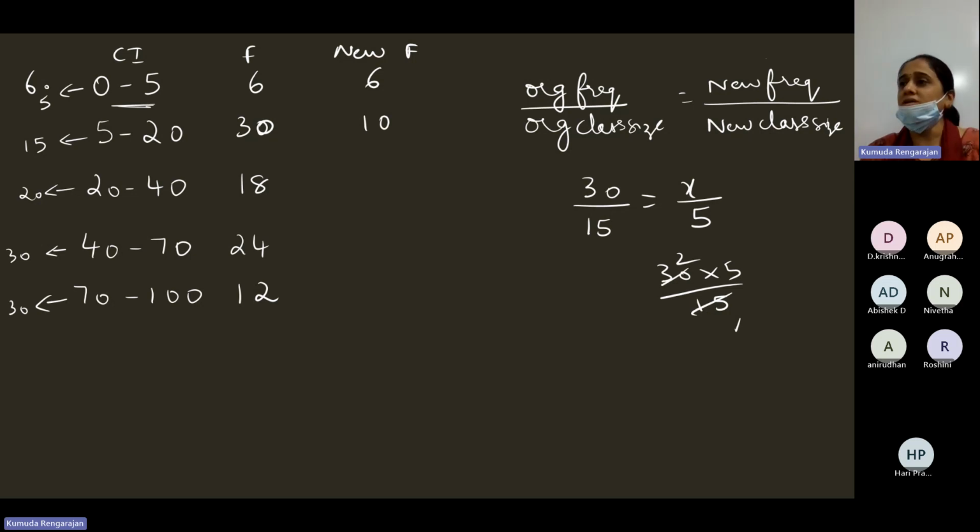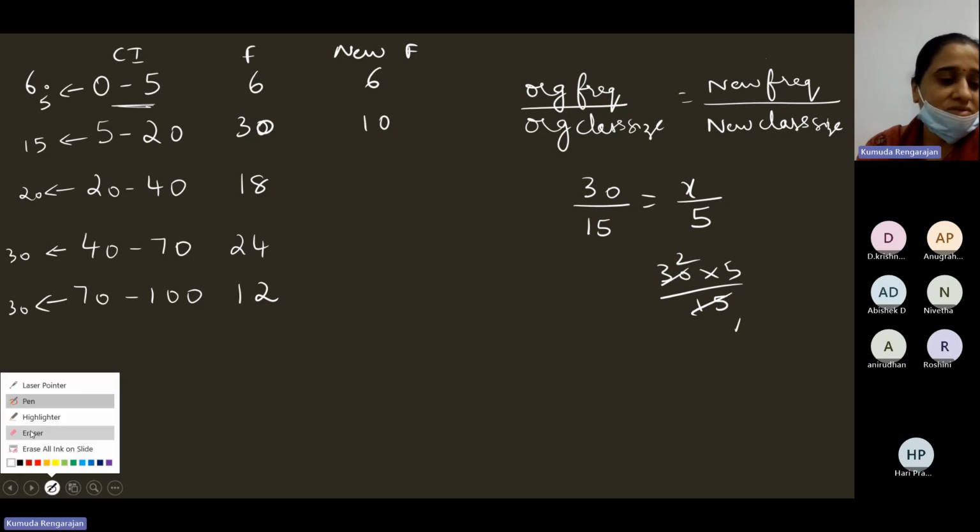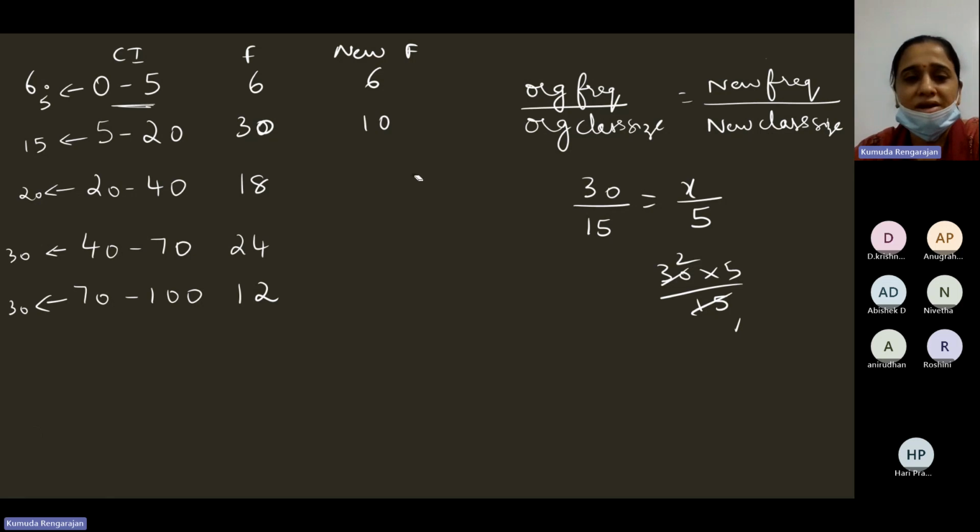Just do this for everything and calculate the new frequencies. Remember these 2 terms, frequency and class size. Original frequency by original class size is equal to new frequency by new class size. The new frequency is what you have to find; the others you fill in. The new class size will be the smallest class size. Please, all of you should do it correctly. This is rough work. You can do this in the rough column and write the frequencies directly here, or you can show the work for your teacher also. That's fine.